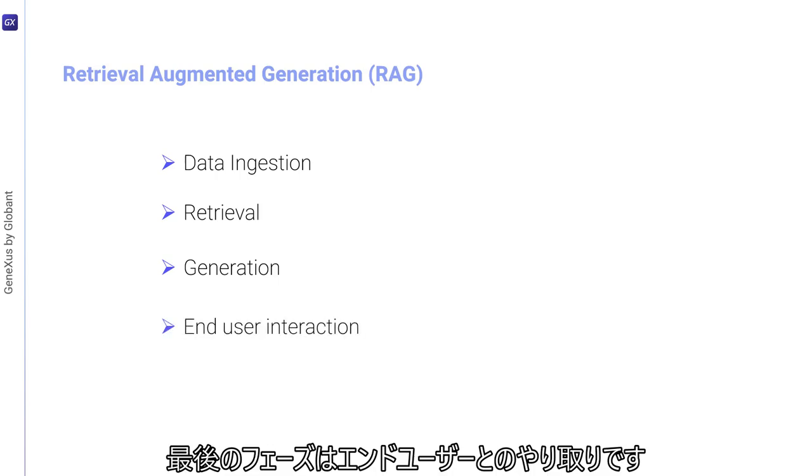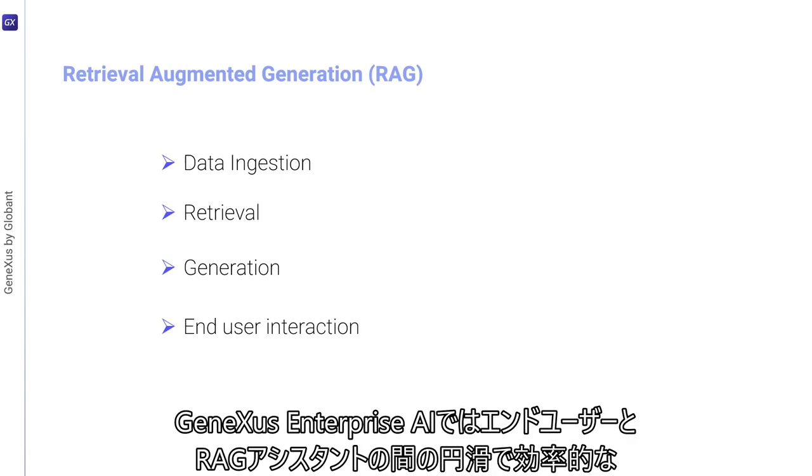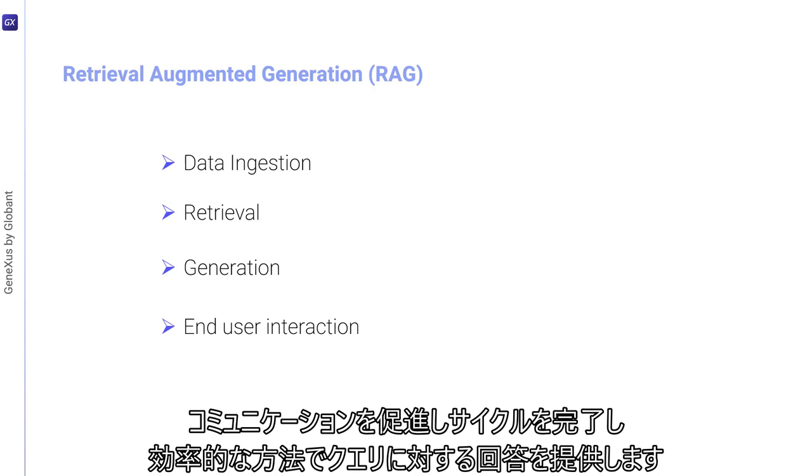The last phase is interaction with the end user. Genexus Enterprise AI facilitates smooth and efficient communication between end users and RAG assistants, completing the cycle and providing answers to queries in an efficient manner.